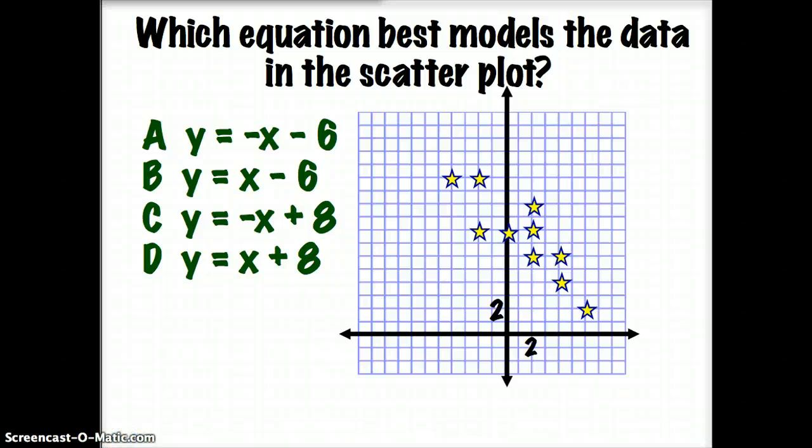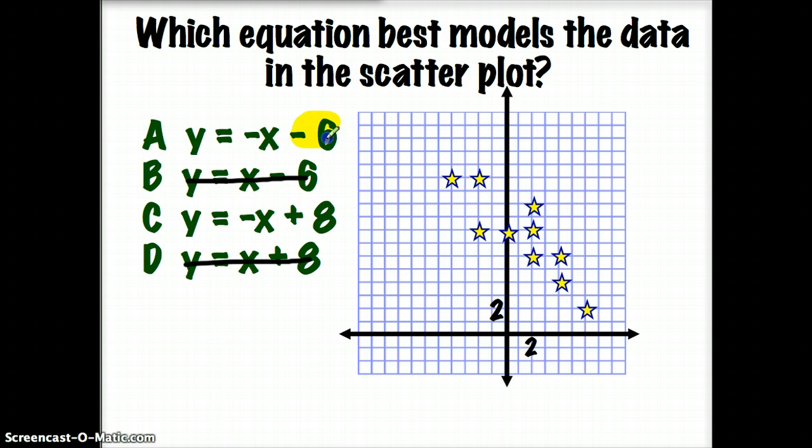Which equation best models the data in the scatter plot? We've got y equals negative x minus 6, y equals x minus 6, y equals negative x plus 8, and y equals x plus 8. Well, first of all, we have a negative correlation, so our data is decreasing from left to right. A decrease in data means that we are going to have a negative slope. So therefore, I can go ahead and get rid of answer choices B and D. Now my options are A with a negative slope, and then C with a negative slope as well.